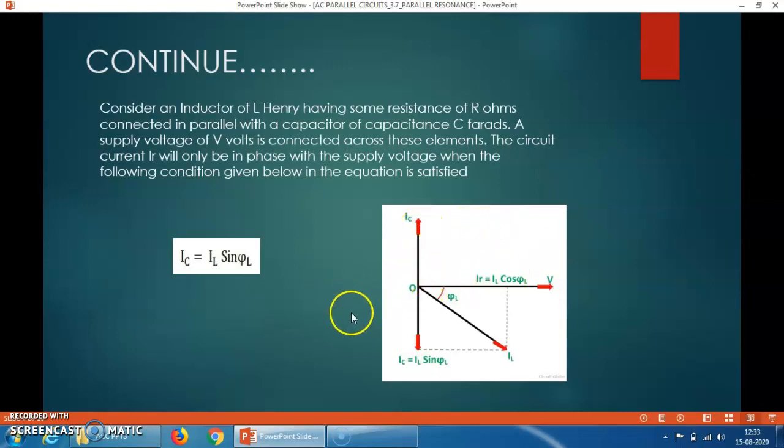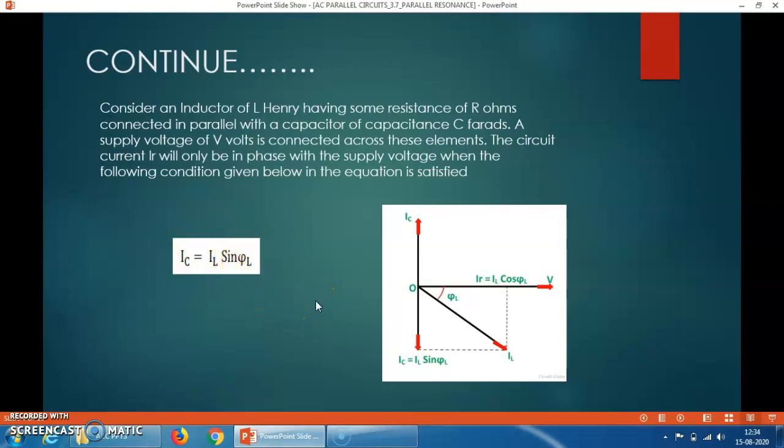Now XL and XC. What is XL? XL is the inductive reactance, XC is the capacitive reactance. R is the frequency independent component; there is no effect of frequency on the resistance. But if you increase the frequency, then XL is equal to 2 pi FL, so it is directly proportional to the frequency. If you increase the frequency, XL increases, so the current IL decreases and IL sin phi L also decreases.